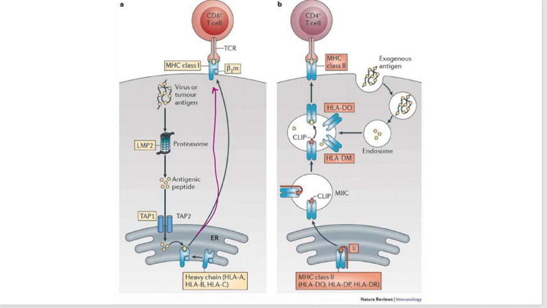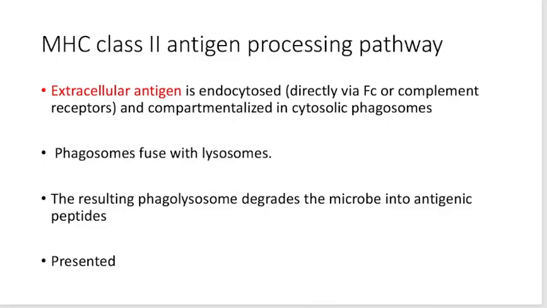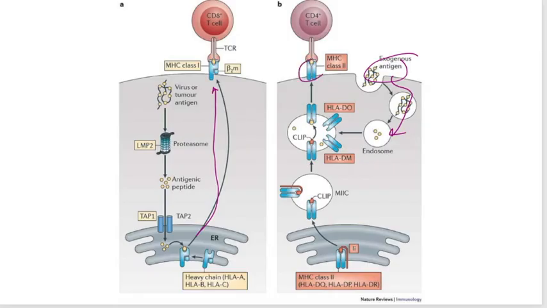When we talk about MHC class 2, we have an exogenous antigen brought in, phagocytosed, and then we have a couple different steps, but it's ultimately presented via the phagocytosis line, and then we have MHC class 2.